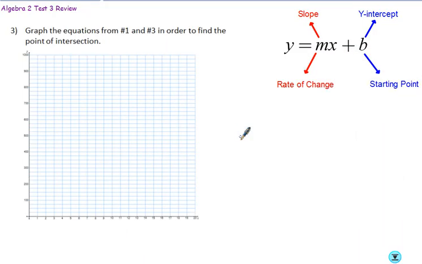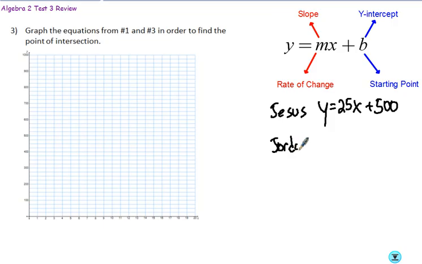Alright, so let's take a look at number 3. Number 3 takes us back to looking at the answers that we got from 1 and 2, and then we're going to graph those. So if you recall, the answer that we got for number 1 was an equation that described how much Jesus saved each month and how much money he started off with. So he saved $25 per month, and he started off with $500. And then Jordana, the answer that we got from number 2, so just copying that equation over, is that she was saving $50 a month, but only started with $100.